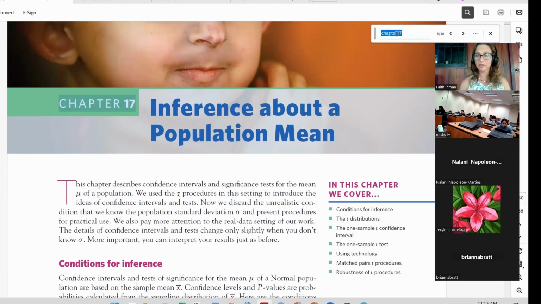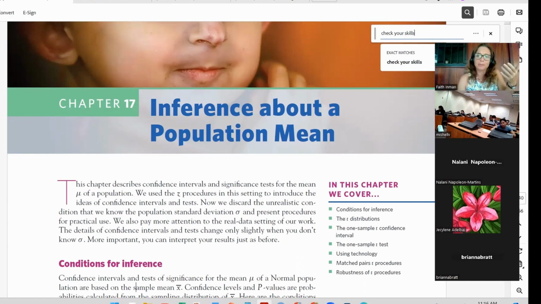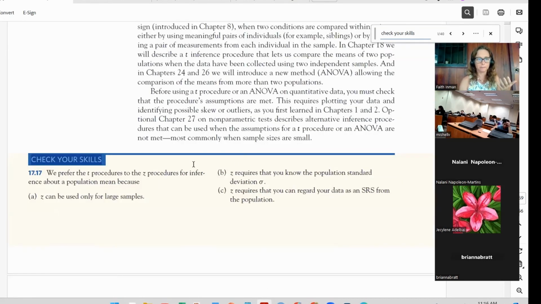So study this chapter, and once you get to this chapter, you can again just type in the search bar. See where I got the search bar up here? And you can type in "check your skills." I mean, read through the chapter, but also if you've already read the chapter and you feel like you understand it pretty well, go down to this check your skills section and look at these questions.